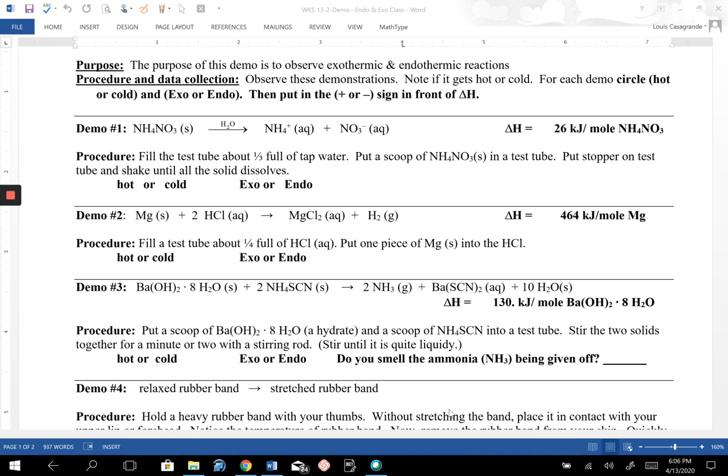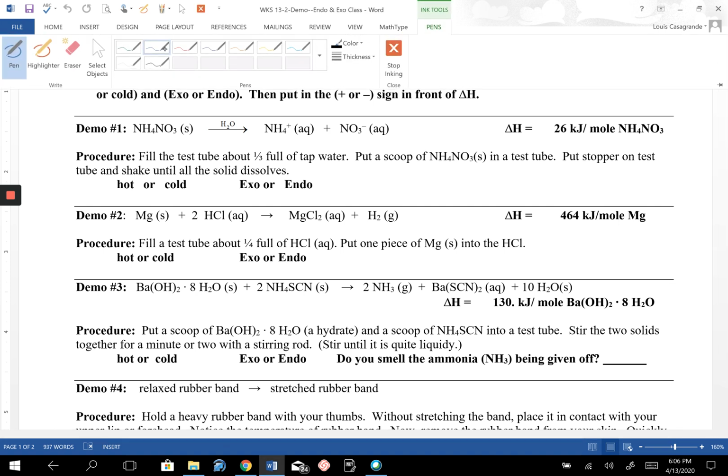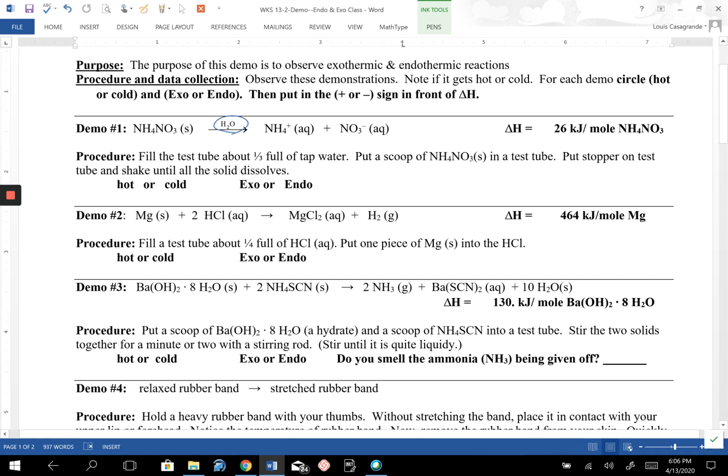In demo number 1, we're going to take some ammonium nitrate. And in the cold pack, if you do have one of those cold packs, go ahead and go get it now. The ammonium nitrate is the solid, the crystals that you feel inside the cold pack. And inside the cold pack, there's a little inner pouch that you're supposed to burst. And that inner pouch actually has water in it. So that water is going to be released and is going to dissolve the ammonium nitrate. And when that happens, as we said, it gets cold.